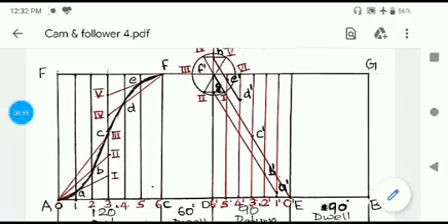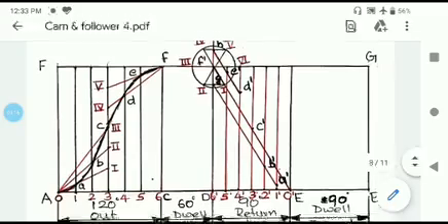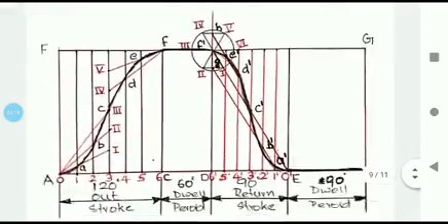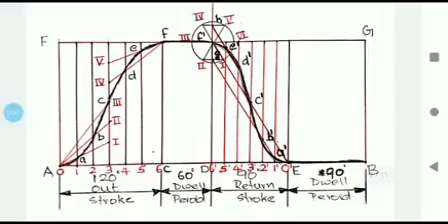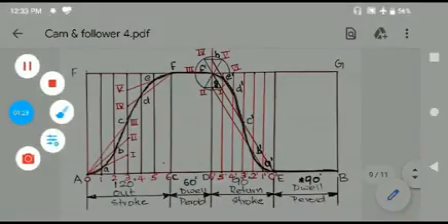Now after that you need to join those points starting from F prime with free hand. Okay, so you join F prime, E prime, D prime, C prime, B prime, A prime and E. And now what you get is the displacement diagram during the return stroke region.